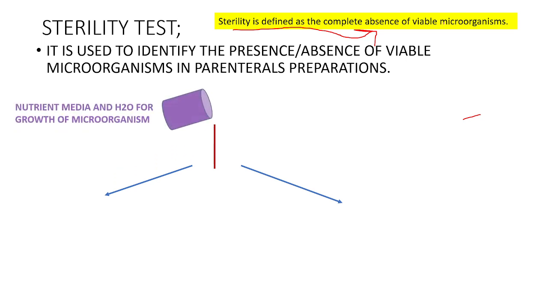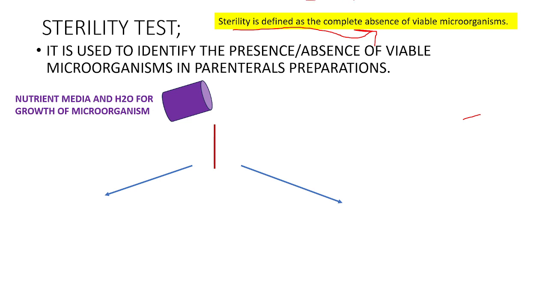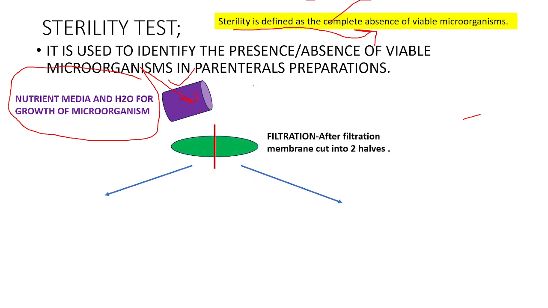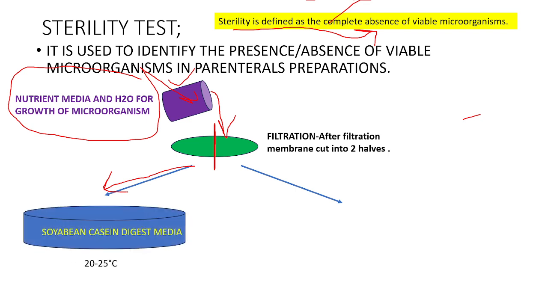See how we can perform sterility testing. This is a parenteral dosage form. To the parenteral dosage form, we need to add the nutrient media or water. Why do we need to add nutrient media? For the growth of microorganisms. After that, the parenteral formulation can be filtered through the membrane filter. Once the filtration has completed, the membrane can be divided into two halves. One half of the portion can be added to the soybean casein digest media.